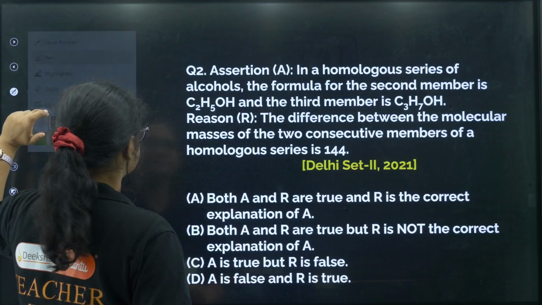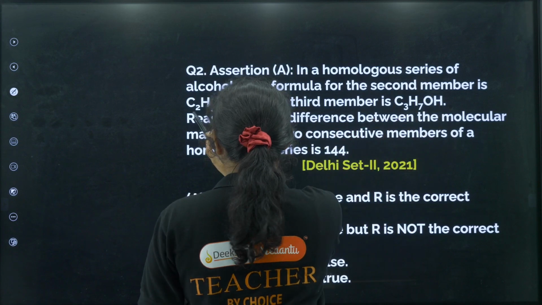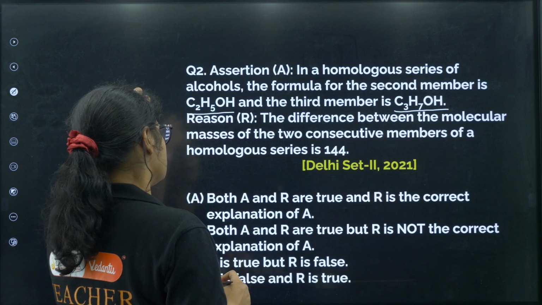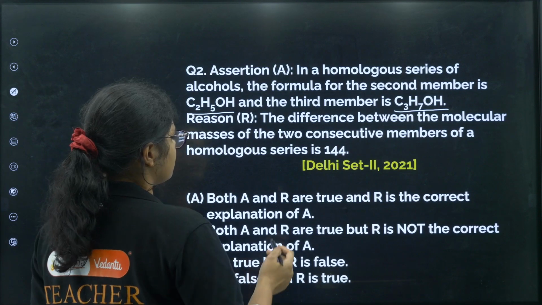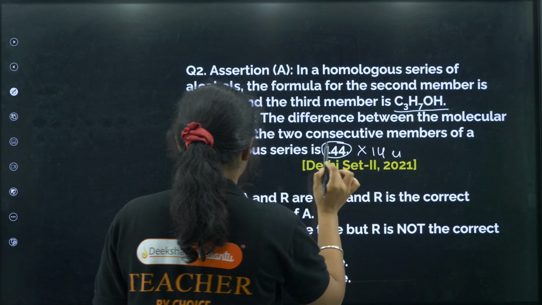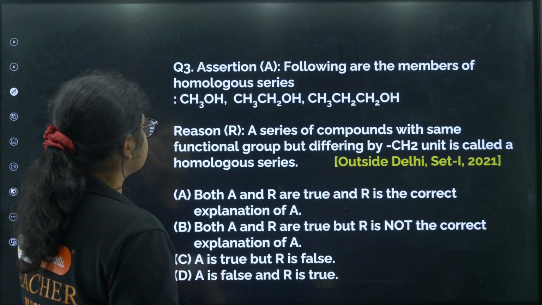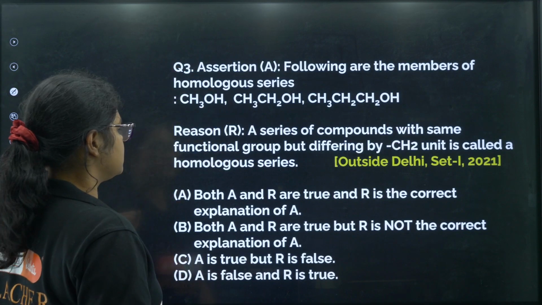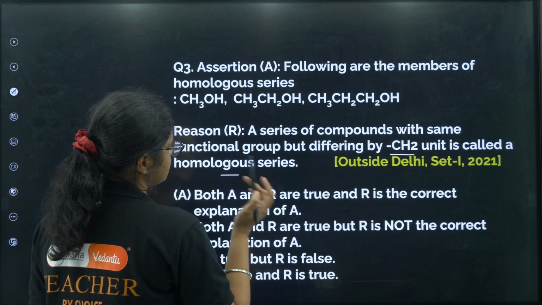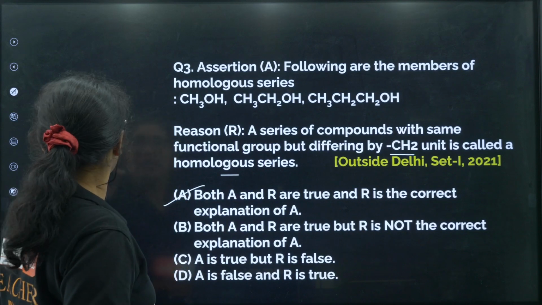Question number 2 is, in a homologous series of alcohols, the formula for the second member is C2H5OH and the third member is C3H7OH. The difference between the molecular masses of 2 consecutive members of a homologous series is 14u, right? So this reason is wrong. So assertion is correct, but reason is false. Okay. Next, we have 3 members given of a homologous series. A series of compounds with the same functional group but differing by a CH2 group is called a homologous series. Yes, this assertion is correct and the reason is the explanation. So option number A here.